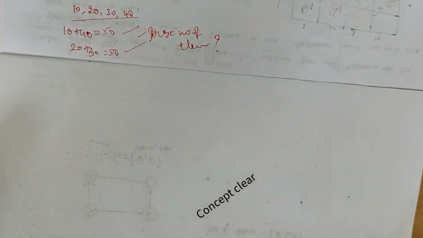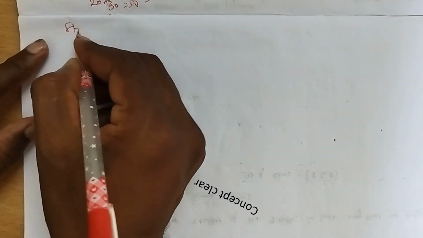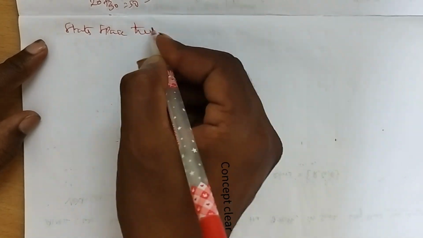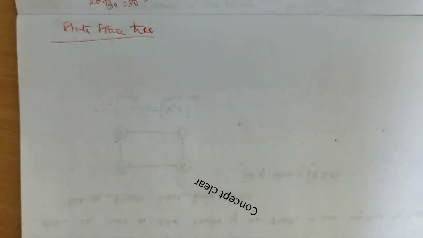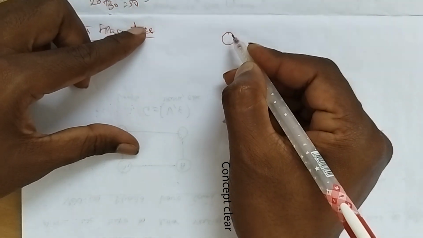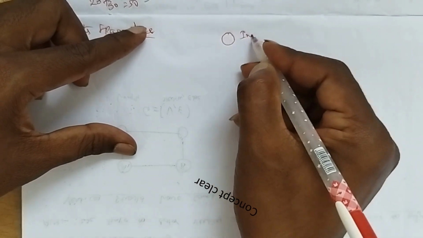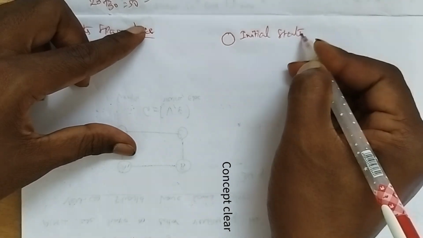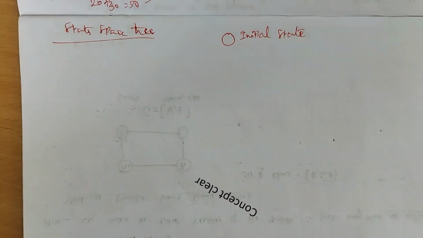Here we have to use the state space tree diagram. What is a state space tree? We explained it in the last class, last topic. Initially we are taking 0. It is the initial state. Assume it is the initial state. Okay, next one.